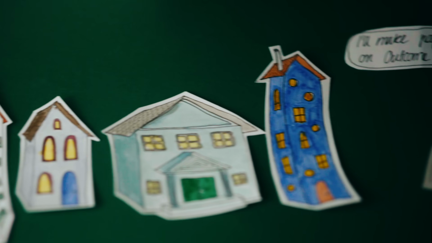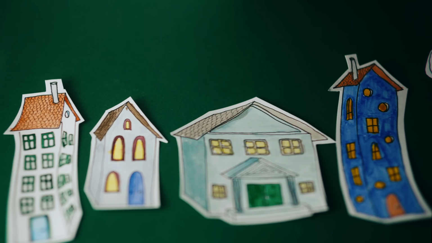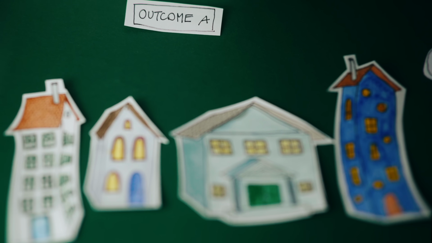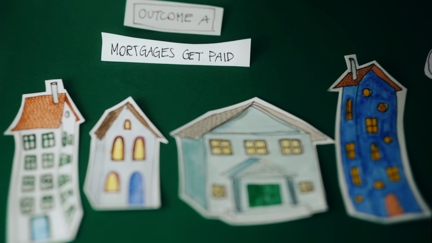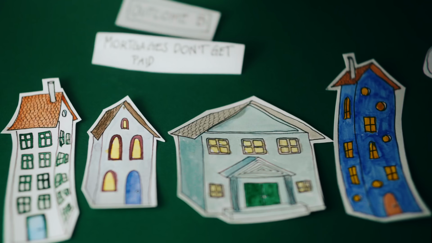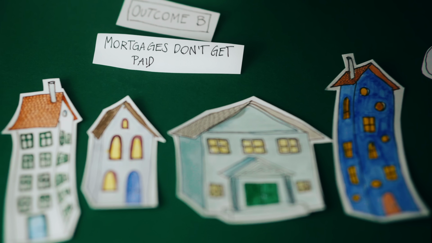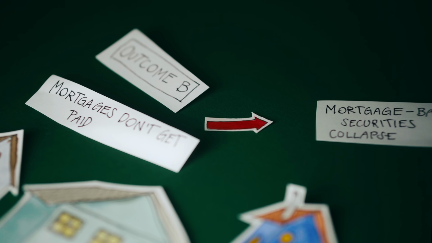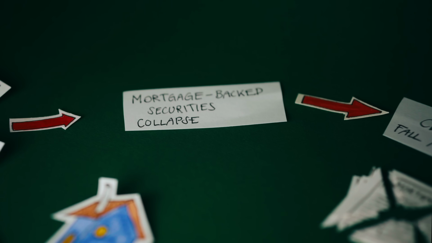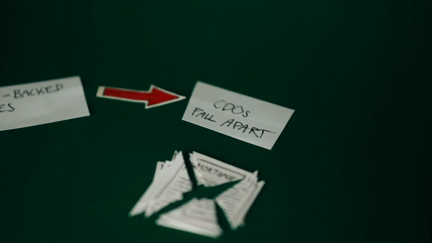Mapped on the credit default swaps of the 2008 financial crisis, that means one outcome is that nothing bad happens. The mortgages keep getting paid. No credit is defaulted, hence the name credit default swap. The other outcome, however, is that credits do fail. Homeowners stop paying their mortgages, mortgage-backed securities collapse, and the collateralized debt obligations built on top of them fall apart.